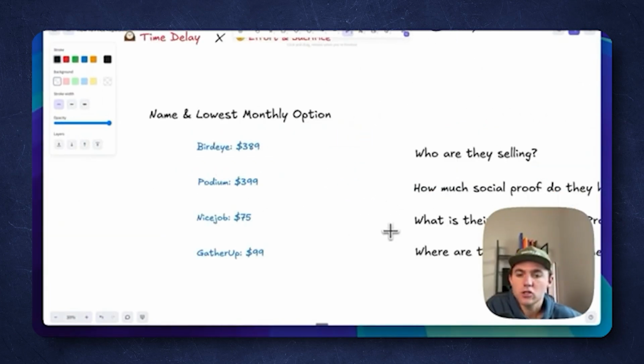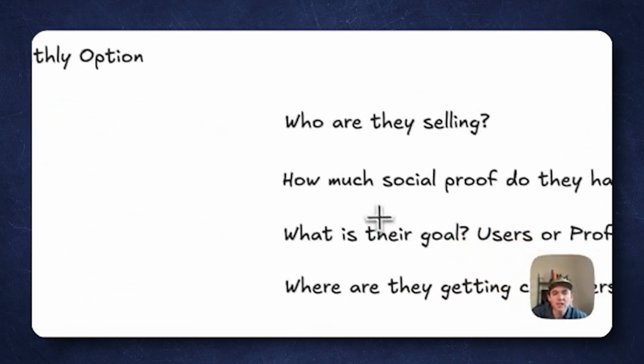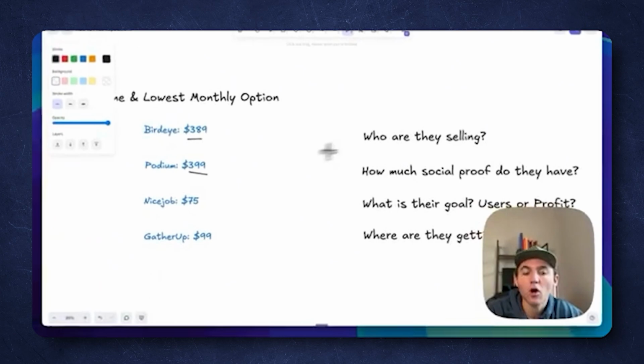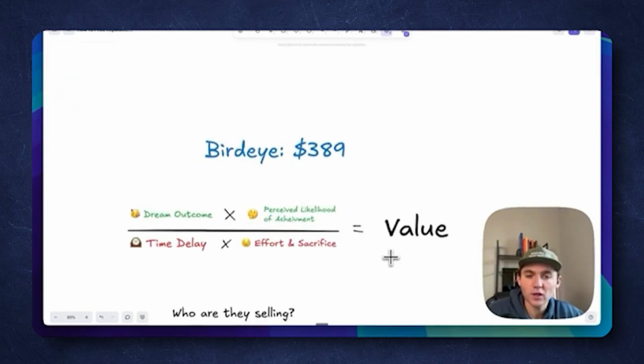So now when we're breaking down some of these big review players in the space, these are all their lowest monthly options here. We're going to go over who they're selling to, how much social proof they have, what's their goal, are they just looking for as many users or profit, and also where are they getting their customers. This is going to help you figure out what that price is, because if somebody already knows, likes, and trusts you, and they're pretty warmed up to your brand and your business, you can probably charge more than if they're just cold traffic. So let's break down BirdEye.